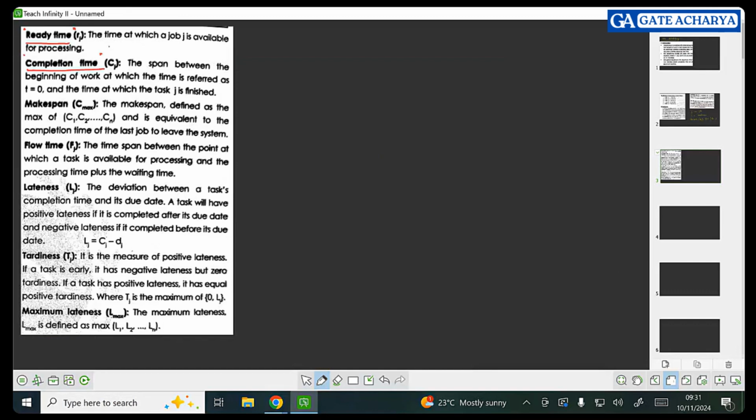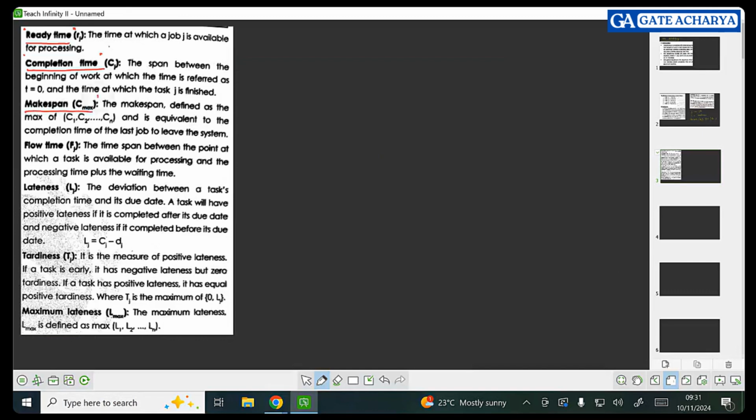Completion time is the span between the beginning of the work, referred to as t equal to 0, and the time at which the task is finished. That is called completion time, the time between starting and completion. Of course, these are small terminologies, but if you understand these small things, then it is very easy to solve the questions. Okay. Right.